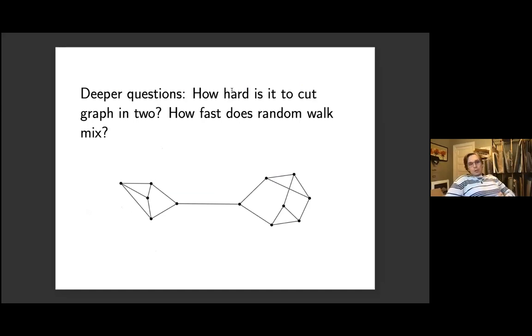So those are some preliminary questions. A deeper and more important question has to do with how hard it is to cut the graph in 2. Here I've drawn a 3 regular graph that's very easy to cut in two. You just cut this middle edge, and then you get 2 chunks of approximately the same size. A related question is, how fast does the random walk mix? When you're thinking about that question, you start at a vertex, and then with probability 1/3, you move to each of the 3 neighbors. And you ask, how many steps of the random walk do you need to have some definite probability of being at any given vertex?